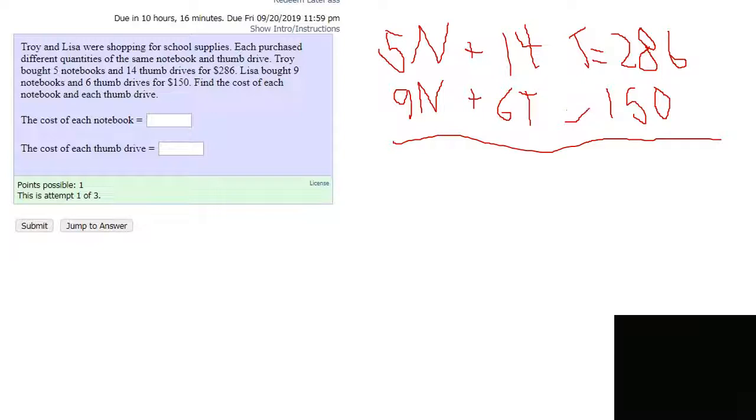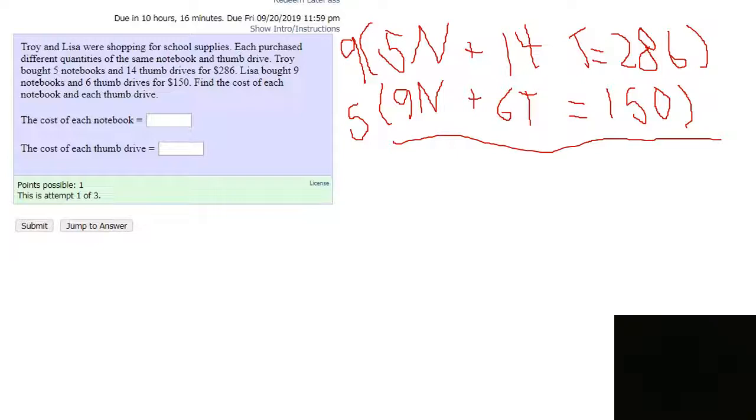So elimination means we have to eliminate one of the 2 terms, so either T or N. So a way to eliminate it is by multiplying everything by a number. And what I mean by that is, let's say I want to cancel out this N. I know that 9 times 5 equals 45. So I can multiply this whole equation by 9 and this whole equation by 5 to get a 45 and 45 in the end position.